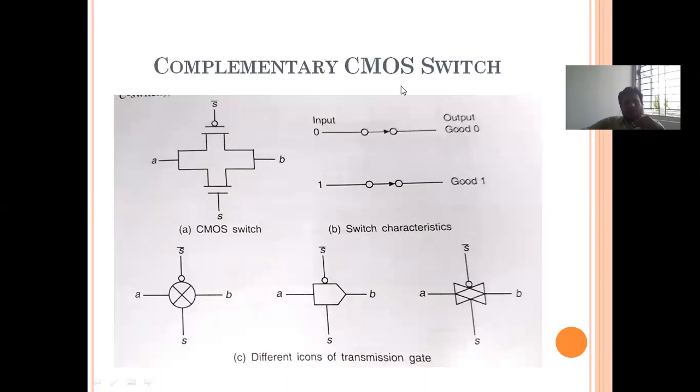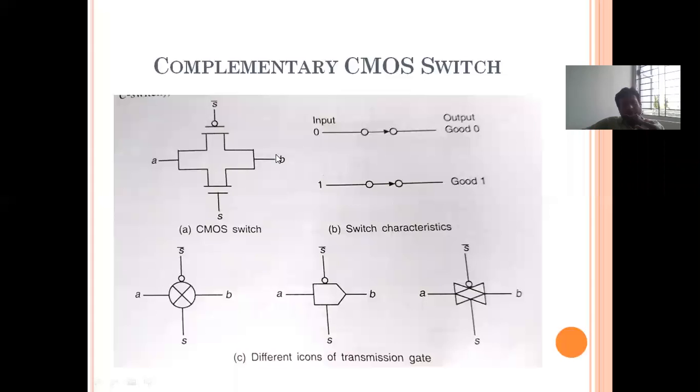Now next is the complementary CMOS switch. This is the symbol for the complementary CMOS. What is the full form of CMOS? Complementary metal oxide semiconductor. This complementary CMOS is also called a transmission gate.